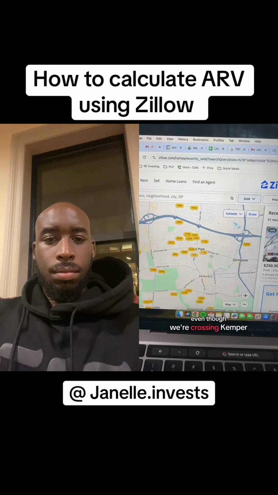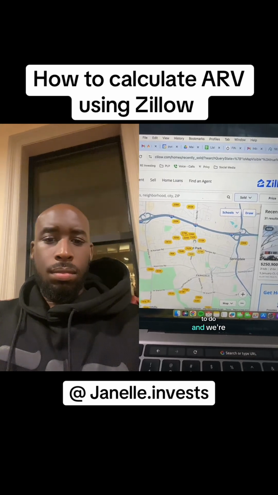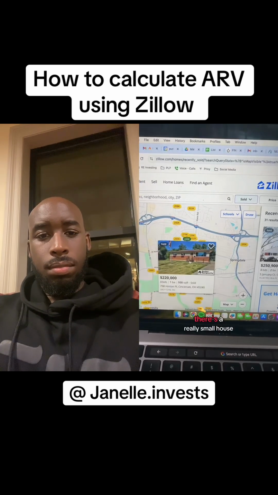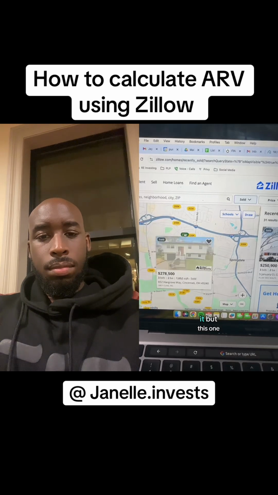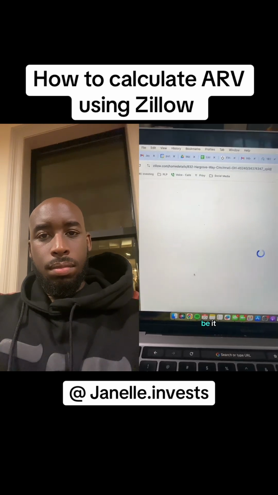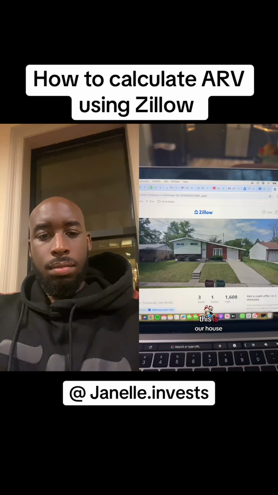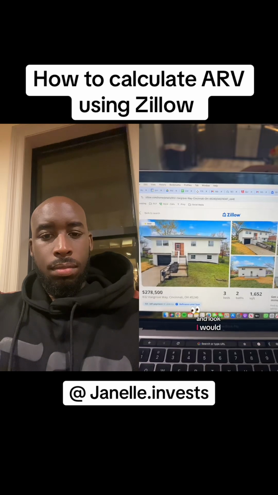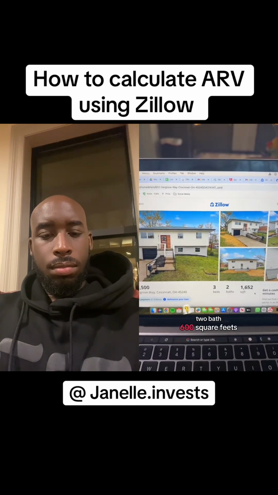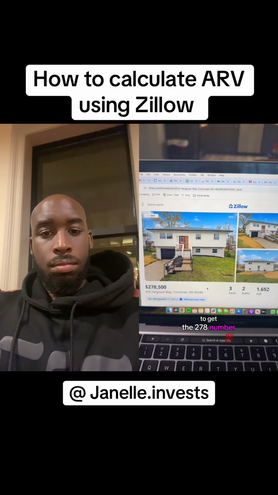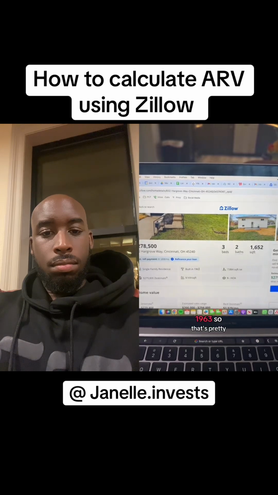Let's look at these 200s up here, even though we're crossing Kemper, which I don't love to do, and crossing this road right here. Let's just take a look at what these could possibly be. This is a really small house, so that wouldn't be it. Look at this one. Oh, this one looks similar. It looks like it could be it. Let's take a look. Okay, so remember, this is our house, the subject. It's pretty similar in look, I would say. It's a 3-bed, 2-bath, 1,600 square feet. So we would have to add that extra bathroom to get the 278 number.